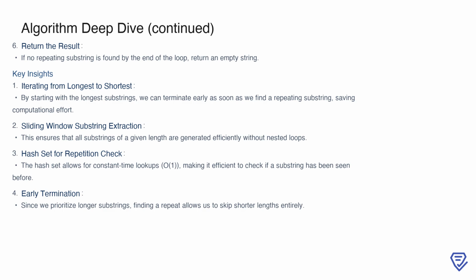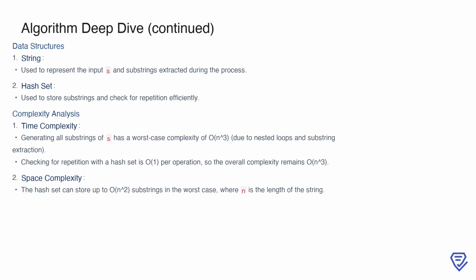Using a hash set for repetition checks is crucial because it allows constant time lookups, making the approach significantly faster. The ability to skip shorter substring lengths entirely after finding a repeating substring further optimizes the overall algorithm. These combined strategies make the brute force approach as efficient as possible within its design. To implement this algorithm, we rely on two main data structures, strings and hash sets.